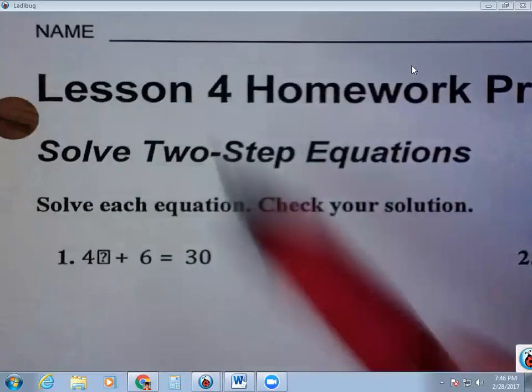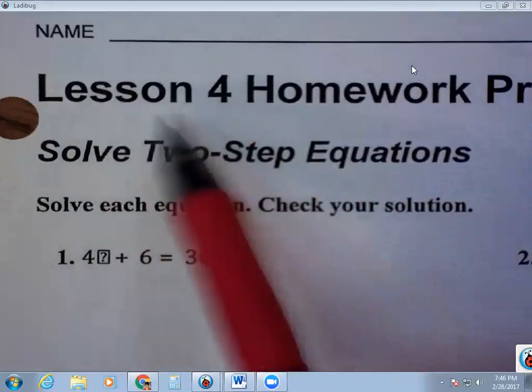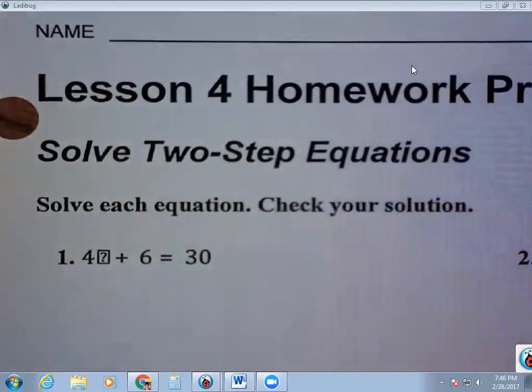So if you haven't already, pull this guy out, lesson 4 homework practice. I was contemplating collecting this, and today I might. I'm still thinking about it, so kind of depends.